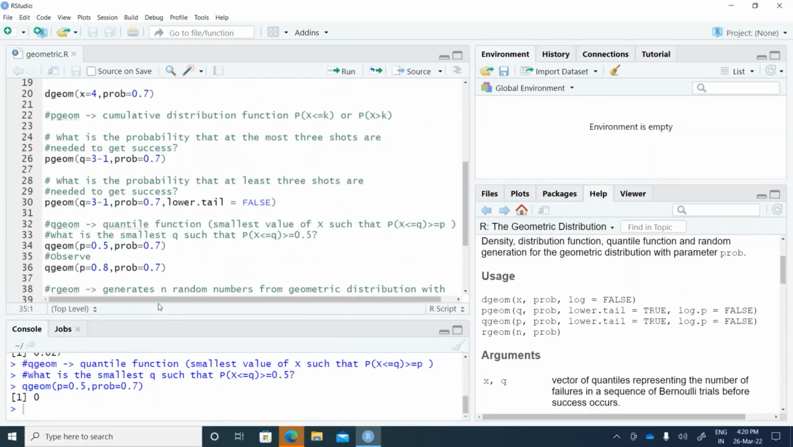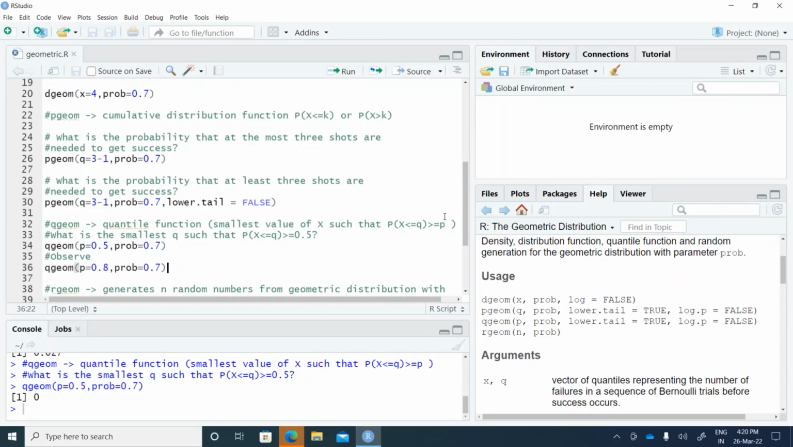Before giving any explanation, I want you to observe the other version of this command as well. Suppose my p is now 0.8, which is greater than the probability of success. Now 0.5 was less than 0.7. Are you getting that? See, if I'm saying that this probability x deals with the number of trials required to get the first success, and the probability of success was 0.7.